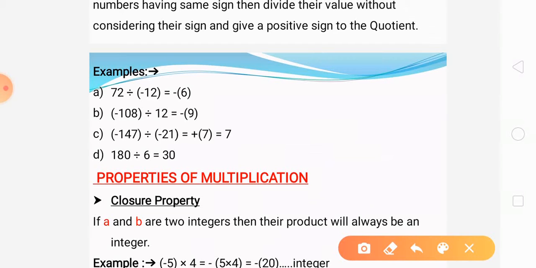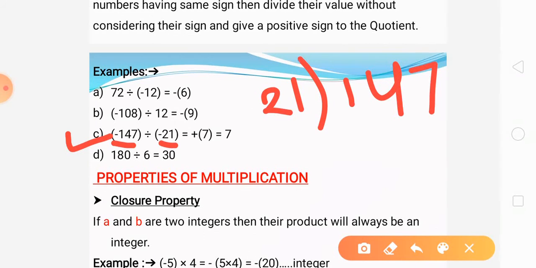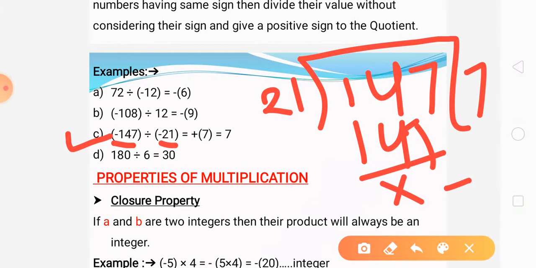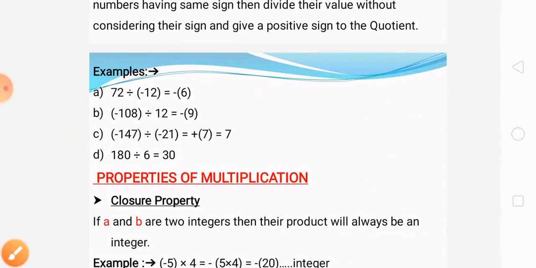Okay, now let's see this example. Example C. Here we are dividing two numbers with the same sign, that is negative sign. Okay, so first we will divide both the numbers without considering their sign. So our quotient will be 7, and according to rule 2, the two numbers have the same sign, so we will put a positive sign to the answer. So answer is plus 7.